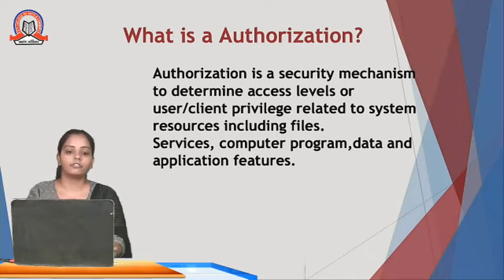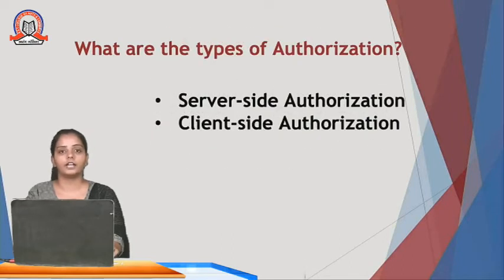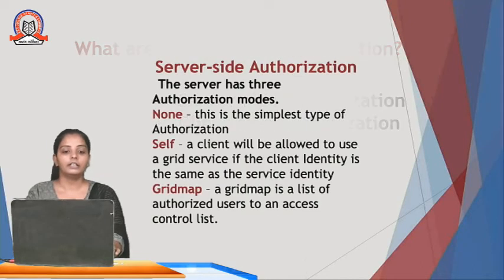So authorization is nothing but giving a person or some service permission to use your devices, programs, data, computer programs, email, whatever. If the person is true, you have to give authorization to that person to access your data. There are two types: one is server side, next is client side authorization. In server side authorization, there are three modes: the first is none, second is self, third is grid map.